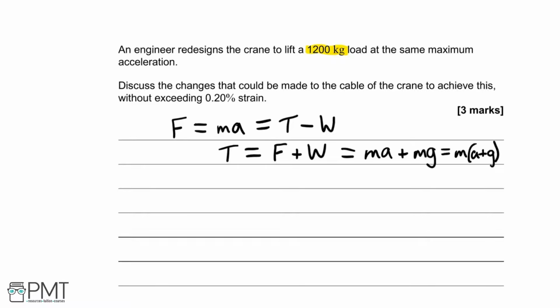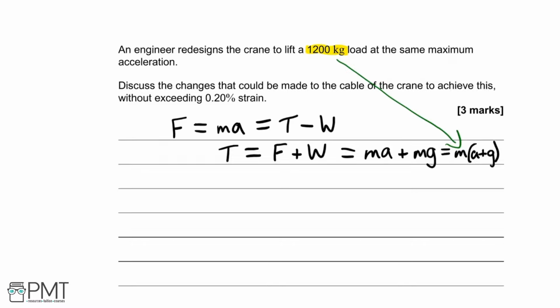So I've said that F is equal to ma and W is equal to mg. I've then factorized that, so I've taken the ma and left the a and the g in brackets. So what we can see there is that by doubling this mass, we would actually need to double the tension. Now we're going to need to make those changes in the cable, which is what the question is asking for, in order to be able to have that double tension.